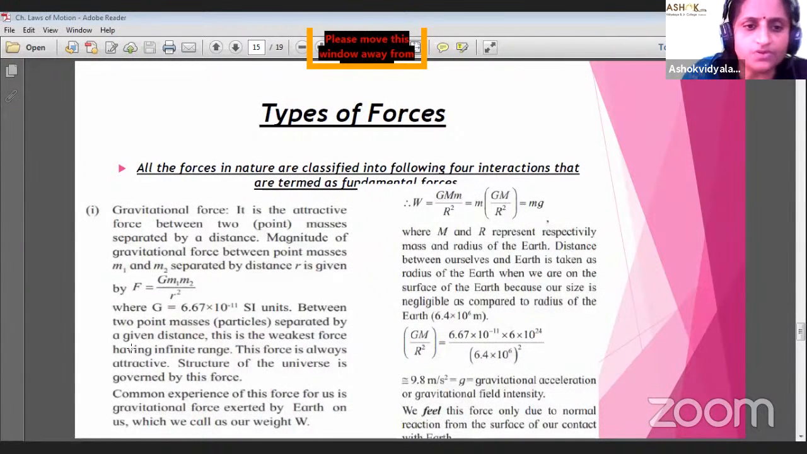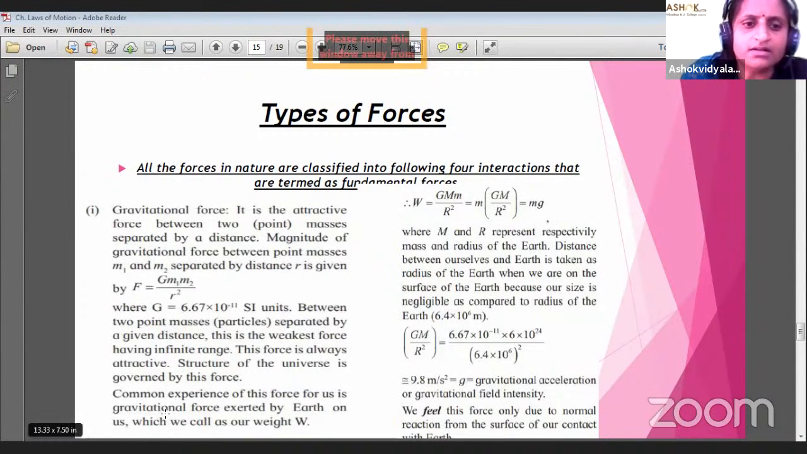This is the biggest force, having infinite range. This force is always attractive. There is no repulsion; this is only an attractive force. The attractive force between two point masses is directly proportional to the product of their masses and inversely proportional to the square of the distance between them, called Newton's law of gravitation, where G is Newton's gravitational constant, whose value is 6.67 into 10 raised to minus 11, which is the weakest force. This force is always attractive. The structure of the universe is governed by this force.